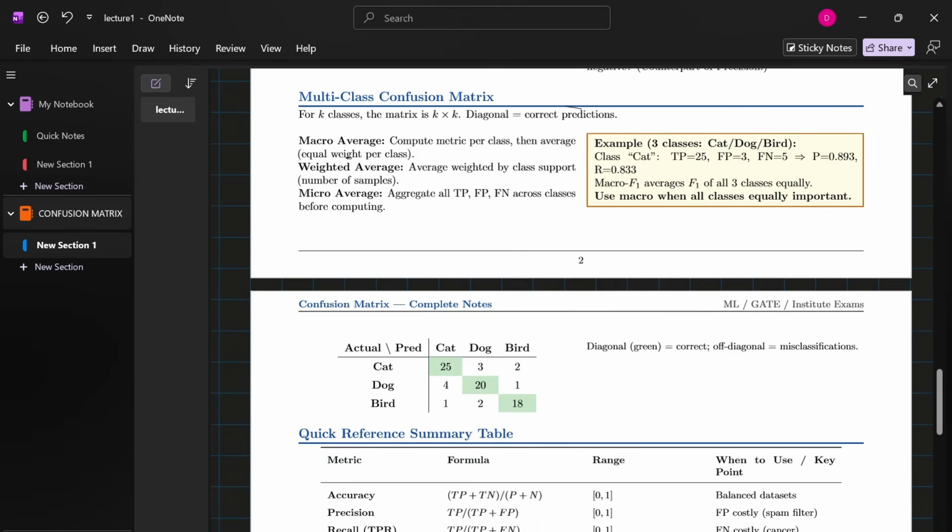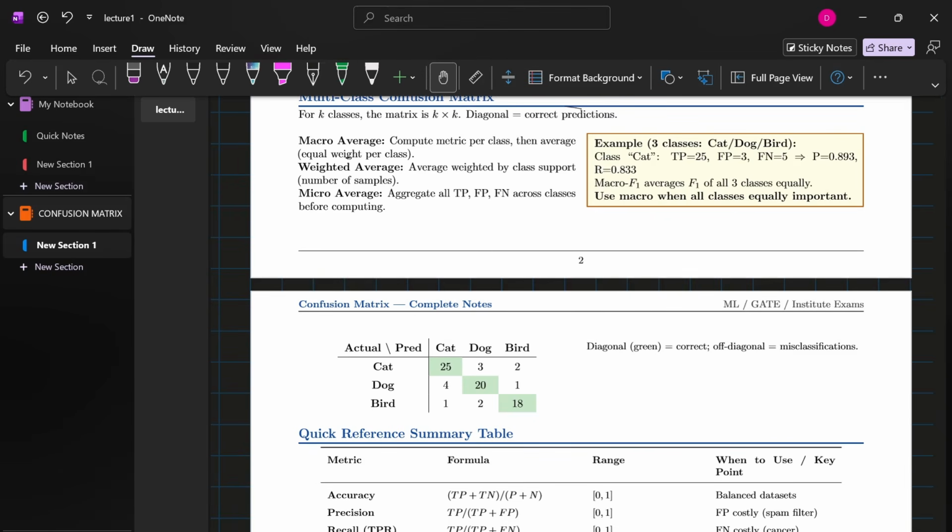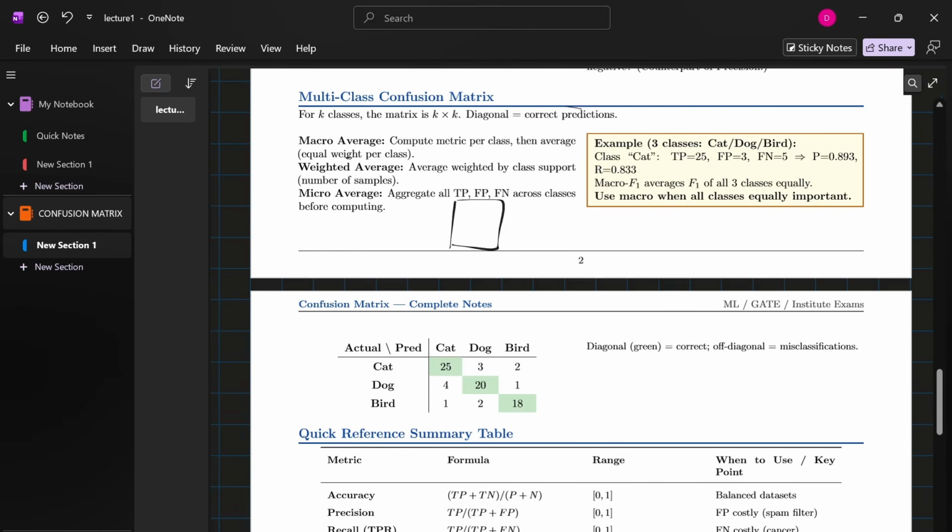In Section 6, we have multi-class. When we have more than two classes, the matrix expands to k cross k. The diagonal still represents the correctly predicted. Everything off the diagonal is a misclassification.